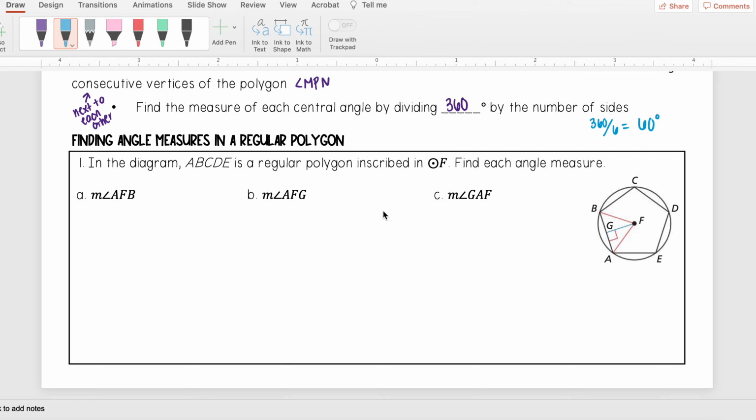For this video, let's practice finding angle measures in a regular polygon. For number 1 in the diagram, ABCDE is a regular polygon inscribed in circle F. Find each angle measure.